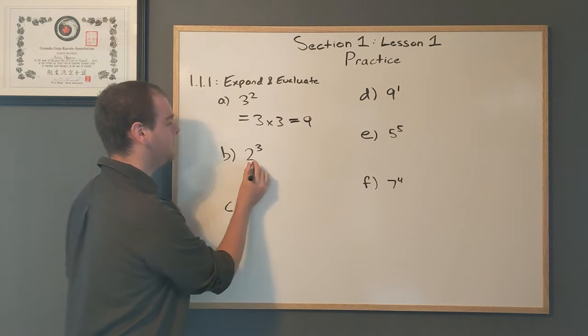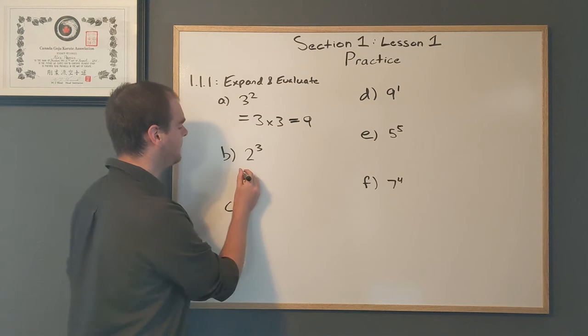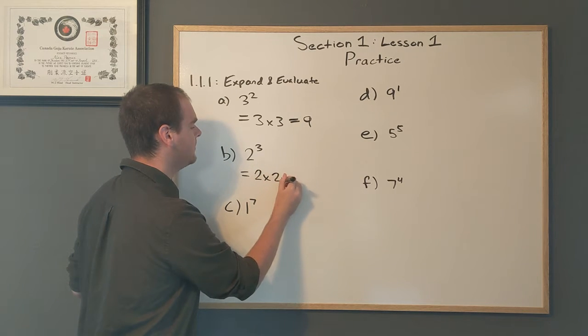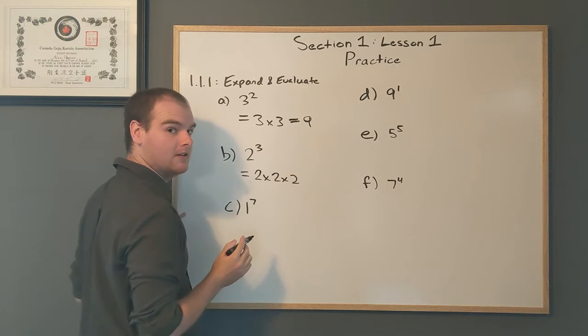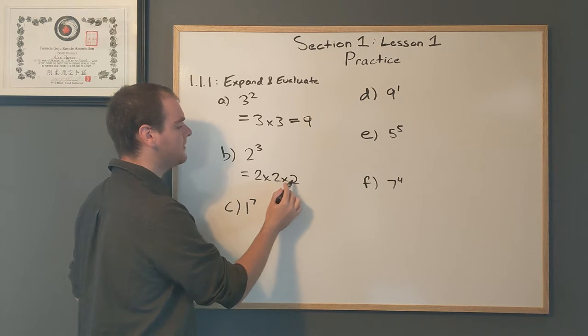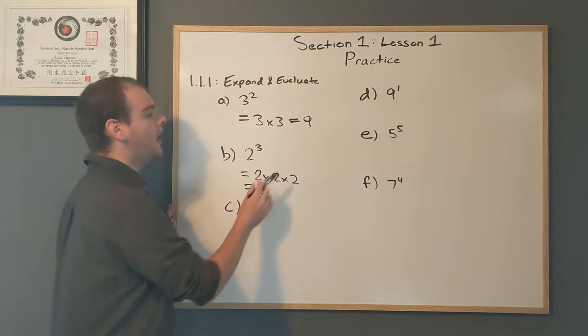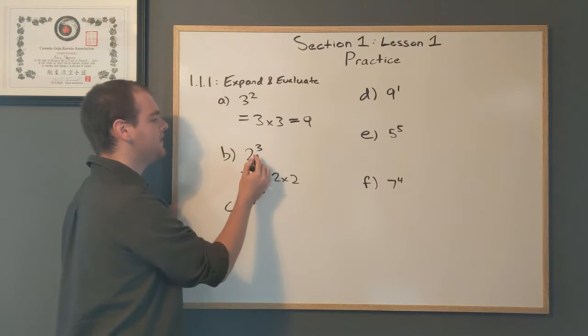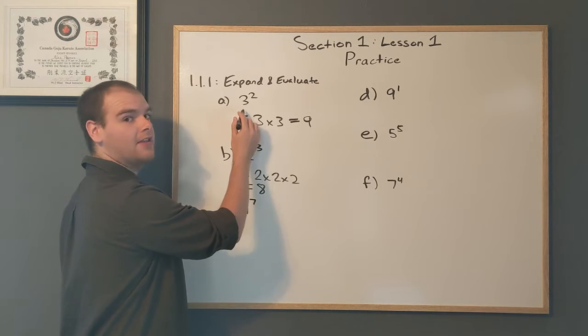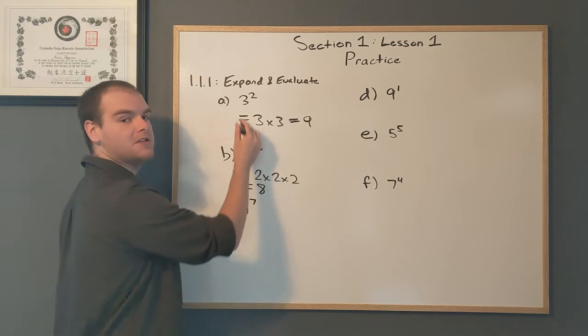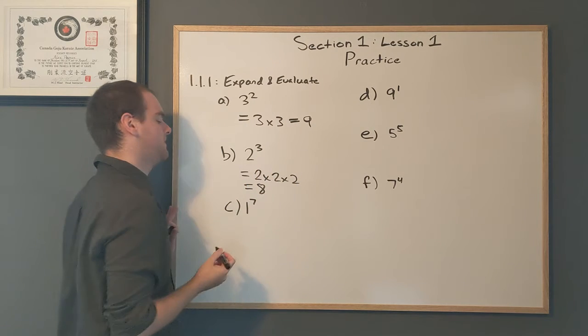The second one, we have 2 to the power of 3, which is 2 times 2 times 2. 2 times 2 is 4, times 2 is 8. I wanted to note with these two questions that although we have 2 to the power of 3 and 3 to the power of 2, they are not equal, despite the fact that these numbers are just switched. They are different.